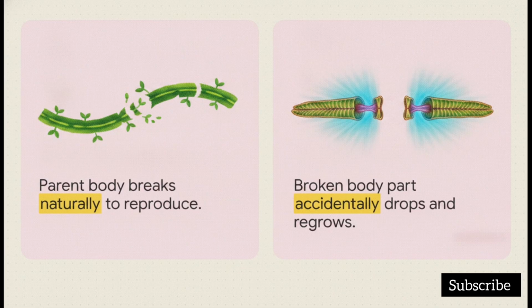So, fragmentation is a natural biological process. It is the organism's intended way to reproduce, like in Spirogyra. Regeneration, on the other hand, is the ability to develop a complete body from a broken body part. It only occurs when simple organisms, like planaria or hydra, accidentally get cut or broken. The broken part actually regrows into a new organism.